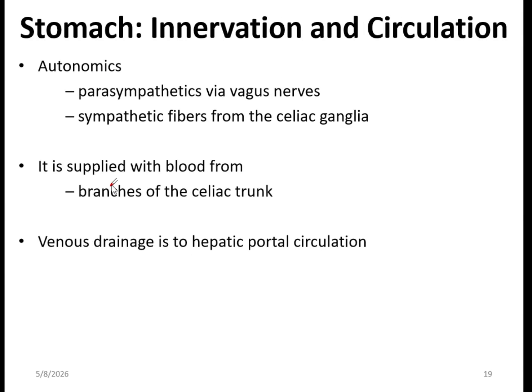Then next we can talk about the stomach innervation and circulation. So it is autonomic. Parasympathetic is via the vagus nerve. So which nerve? Via the vagus nerve. And sympathetic fibers come from the celiac ganglia. So remember this.